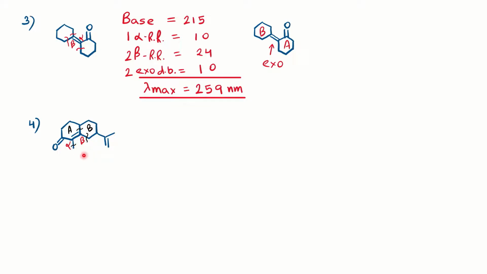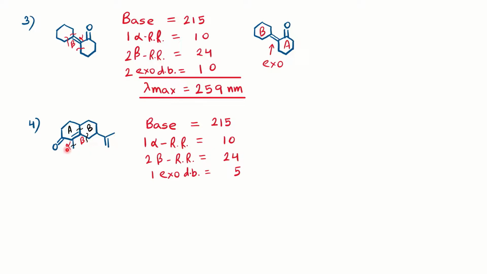Alpha beta unsaturated. So base value for a 6 membered ring we know is 215, one alpha ring alkyl group plus 10. At beta you have 2 ring residues. We now know the method to find the ring residue. Just cover the conjugation, and just outside the conjugation, whatever sigma bonds are present, you have to count. Not in the conjugation, because we have already calculated that. Just outside the conjugation, 2 beta ring residues, 24.